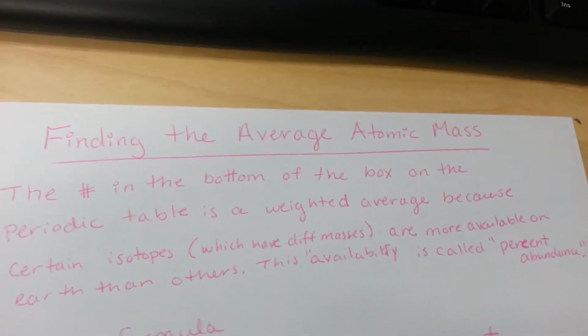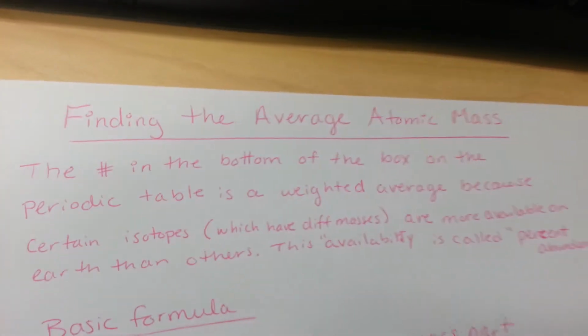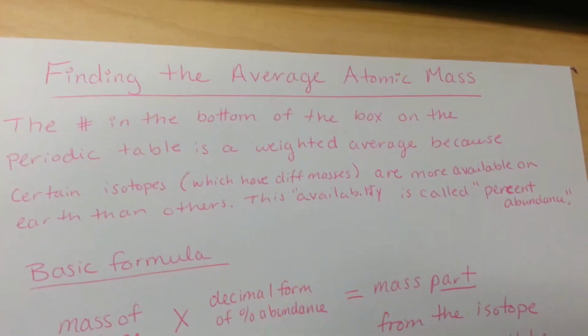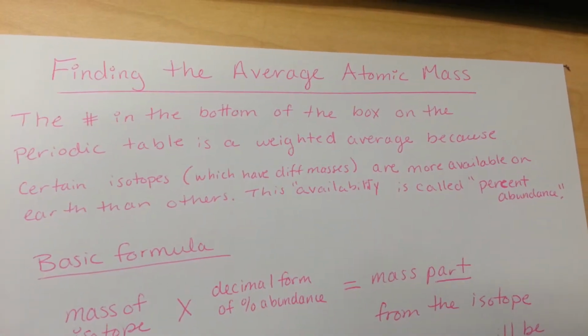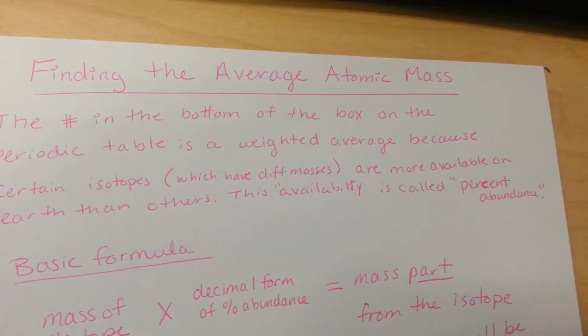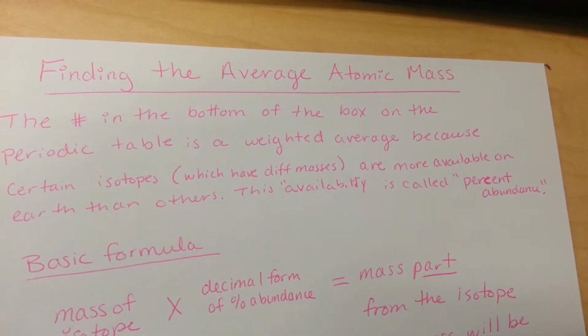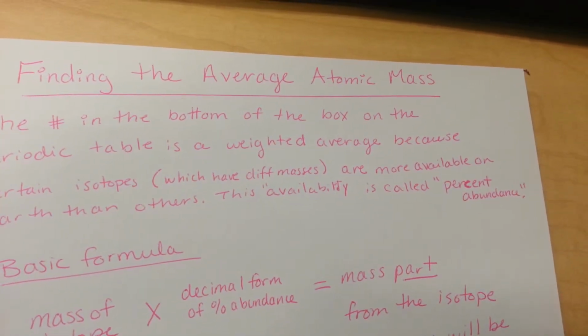Now we're going to talk about finding the average atomic mass. The number on the bottom of the box on the periodic table is a weighted average because certain isotopes, which will have different masses, are more available on Earth than others. This availability is called percent abundance.